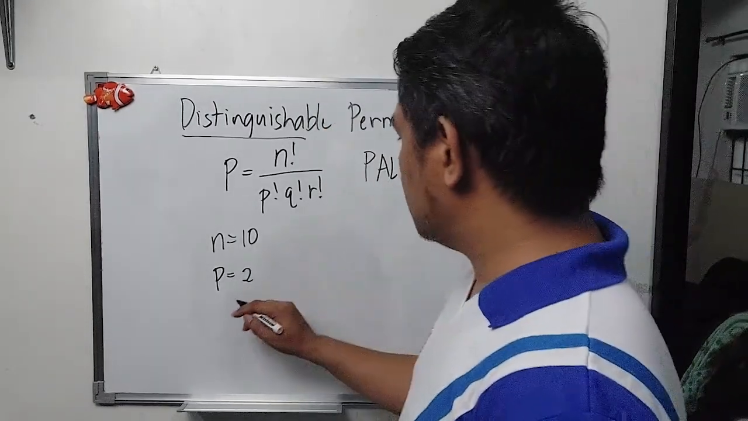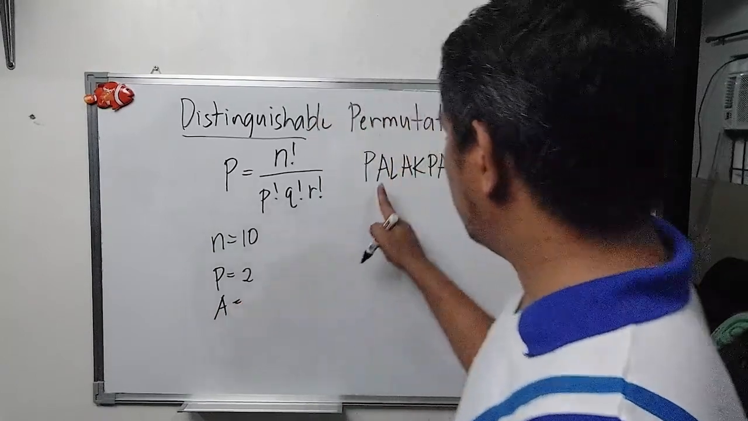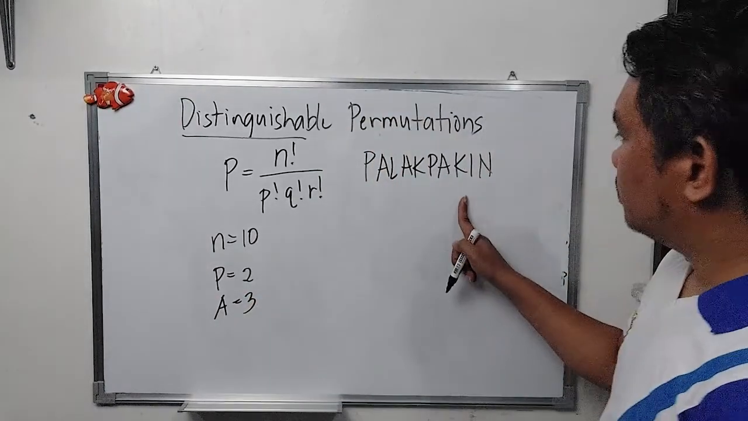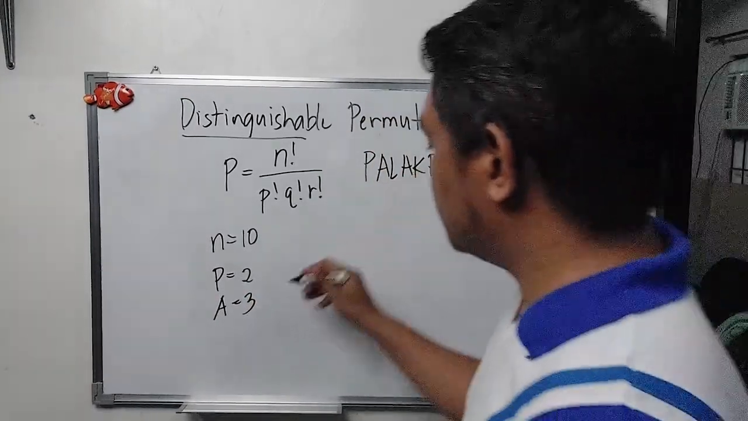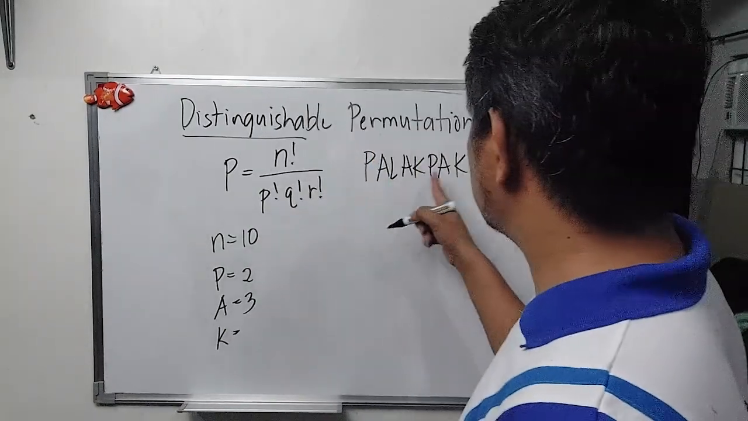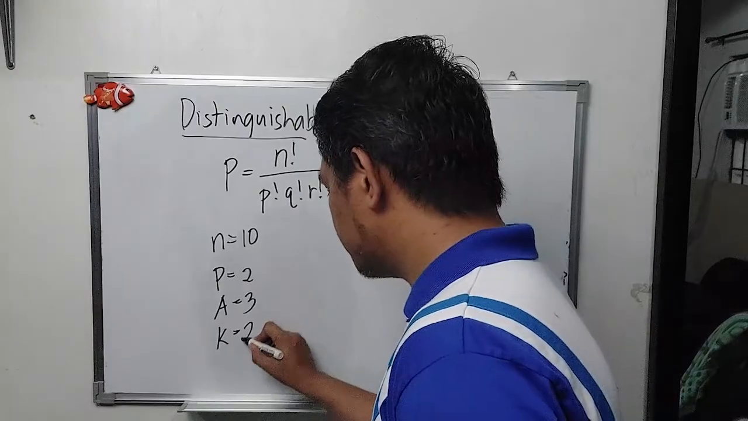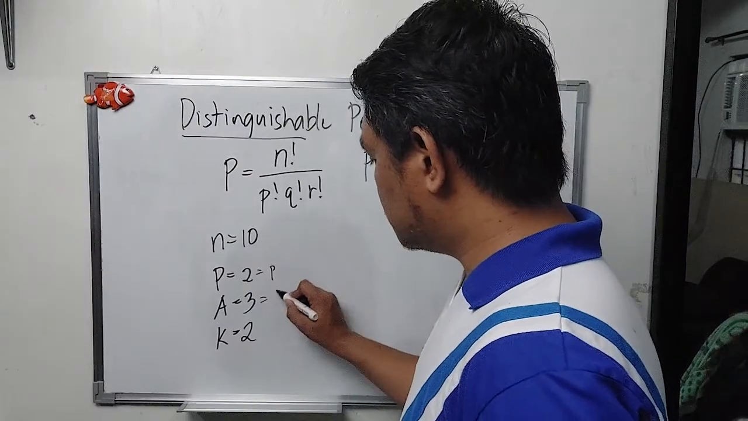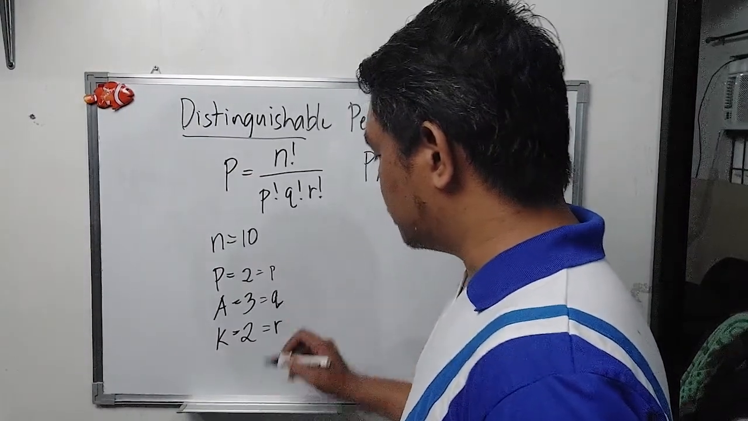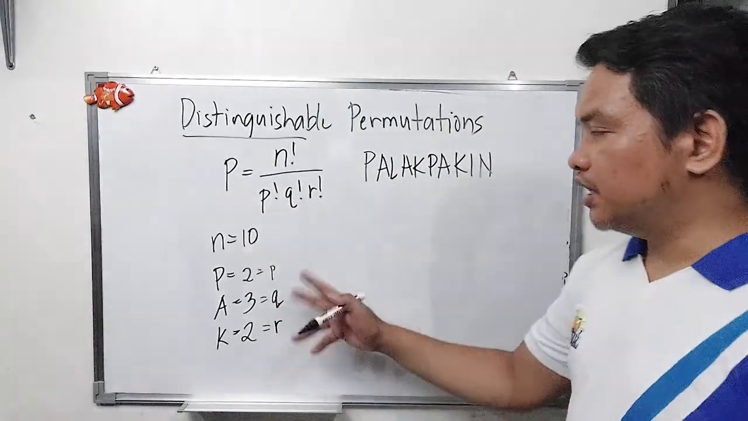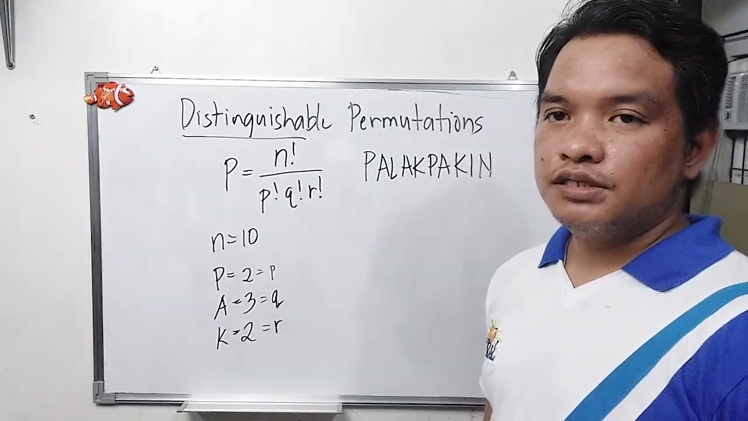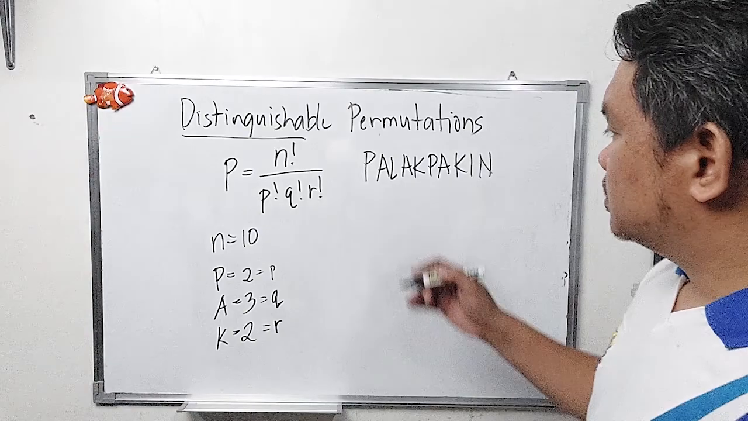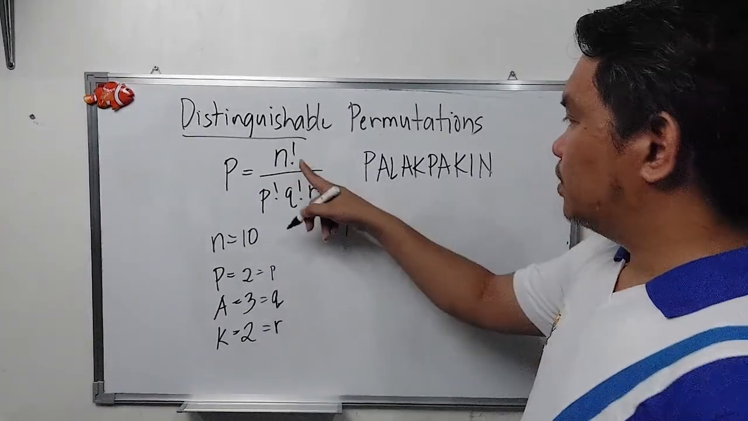The next letter is A. Ilan yung A natin? We have 1, 2, 3. Then meron pa ba magkaparehas? K. K natin is 2. So let's say this is our P, this is Q, and this is R. Tatlo sa kanila ang nasa denominator natin, yung magkakaparehas na letters. Okay. So using this formula, ano yung value ng n natin?